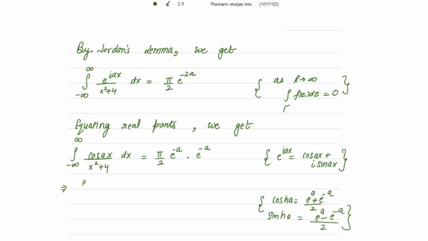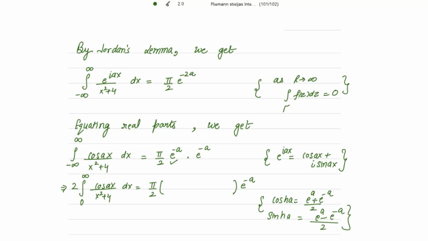This implies, now this integration, because cos is an even function and the denominator is also an even function, will change into 0 to infinity twice. Twice the integral of cos(ax) over x squared plus 4 dx is equal to pi by 2. Instead of e^(-a), I'm using the first one and writing the second one as it is. I don't need this.